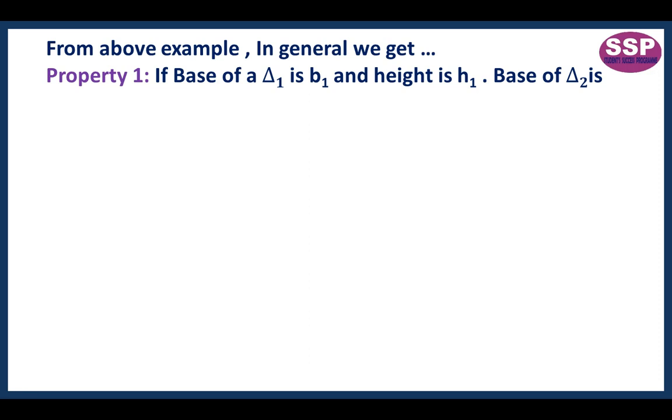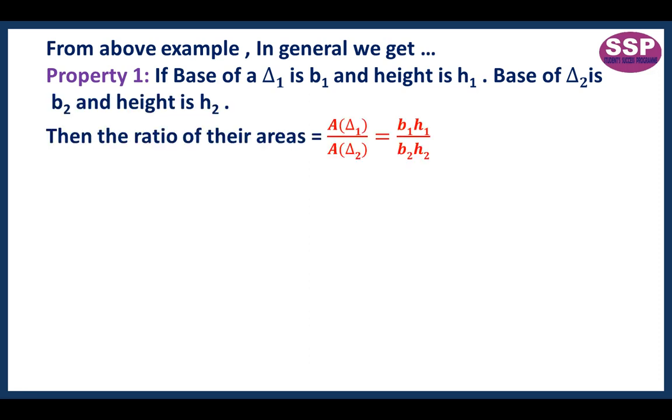From the above example, in general we get property number 1. If base of triangle 1 is B1 and height is H1, base of triangle 2 is B2 and height is H2, then the ratio of their areas, area of triangle 1 upon area of triangle 2, is equal to B1 H1 upon B2 H2.